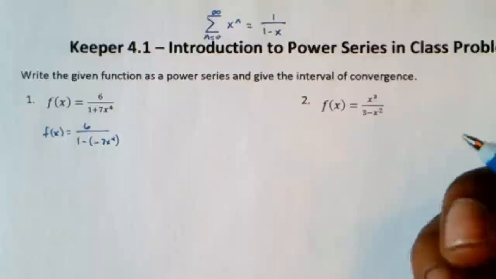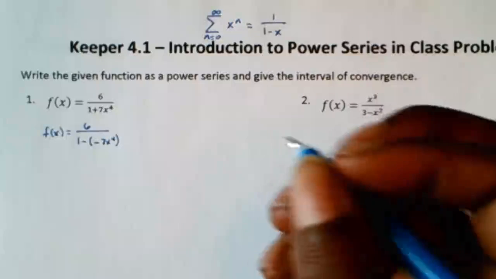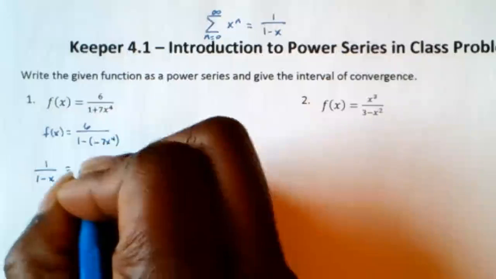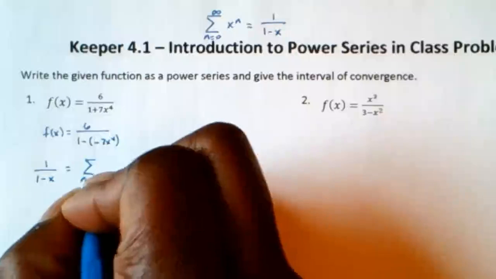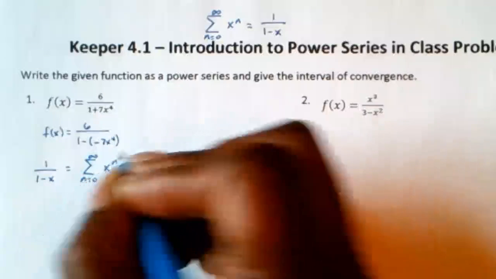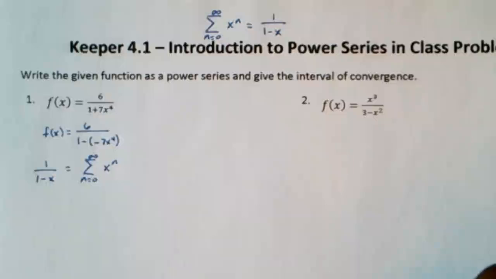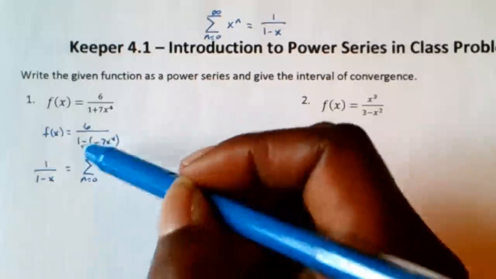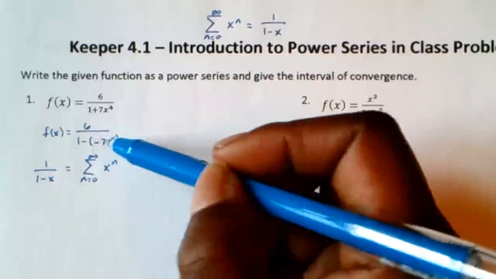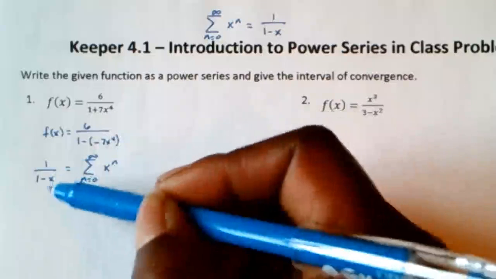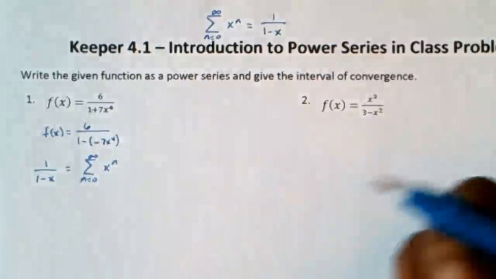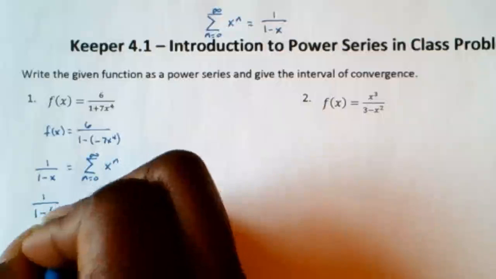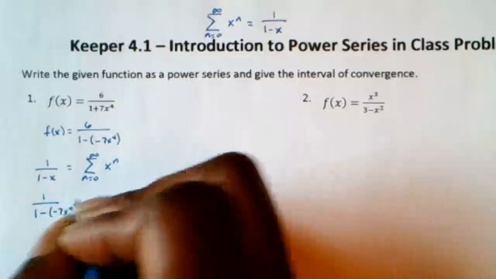And so again, all I do is build this series starting with that geometric idea. I start with 1 over 1 minus x, which I know is just the sum, n equals 0 to infinity of x to the n. Then I start to build my function off of this idea, and I always start in my denominator. So I have in my function 1 minus negative 7x to the 4th. Where I have this x here, I'm going to replace it with negative 7x to the 4th. So I write 1 over 1 minus negative 7x to the 4th.